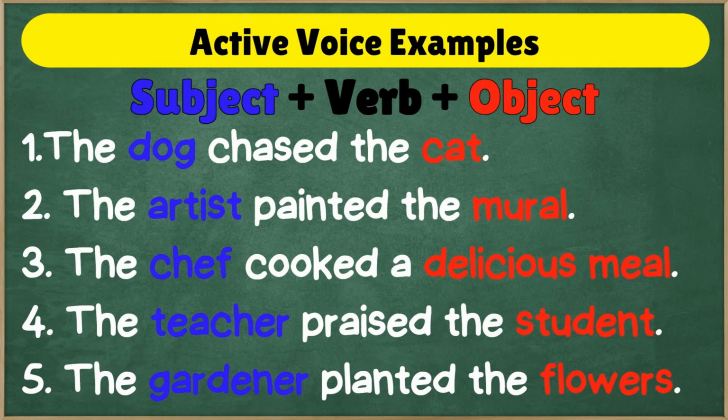Dog, artist, chef, teacher, and gardener are the subjects. They are the doer of the action. Chased, painted, cooked, praised, and planted are the verbs. Cat, mural, delicious meal, student, and flowers are the objects. They are the receiver of the action. Let's move on to the next voice.